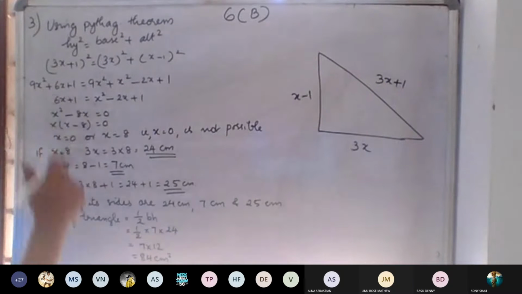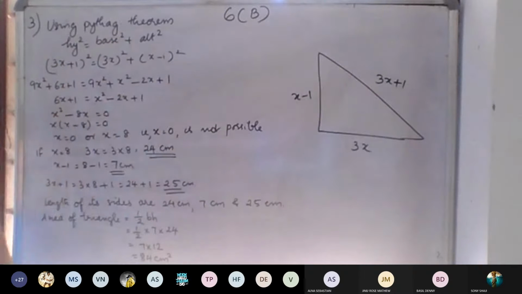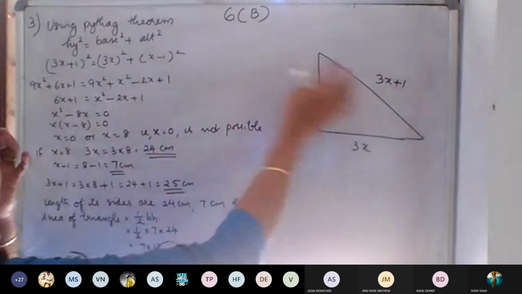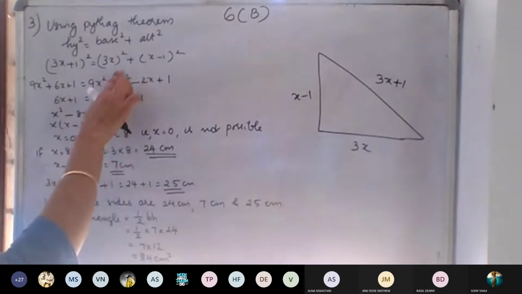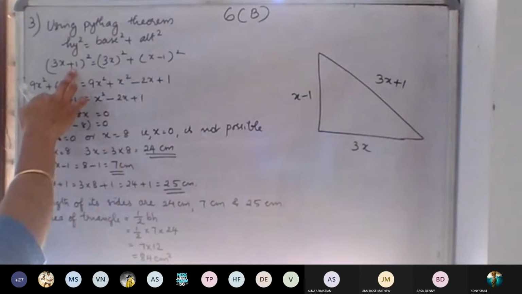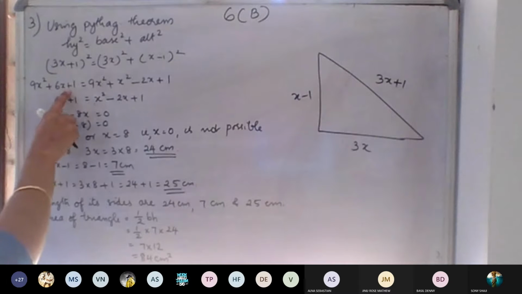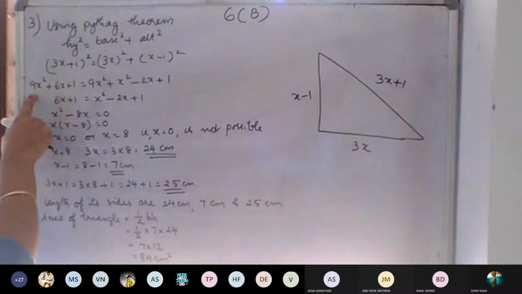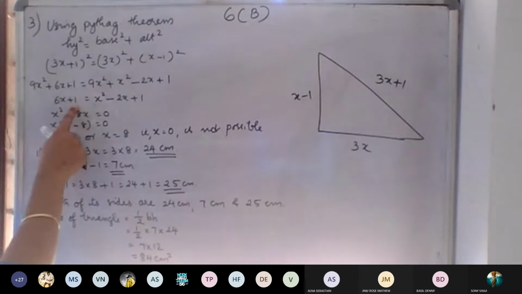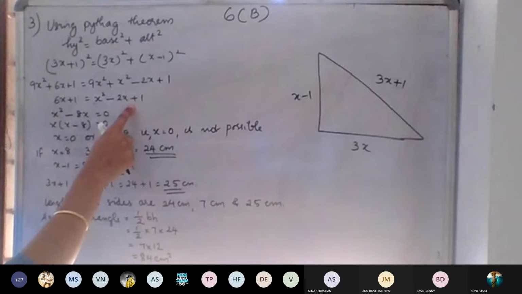Okay. So, using Pythagoras theorem, hypotenuse square is equal to base square plus altitude square. So, hypotenuse square is 3x plus 1 whole square, equal to 3x square plus x minus 1 whole square. Expand using a plus b whole square, a square plus 2ab plus b square. Then the 9x square we can cancel. Remaining 6x plus 1, and here x square minus 2x plus 1.